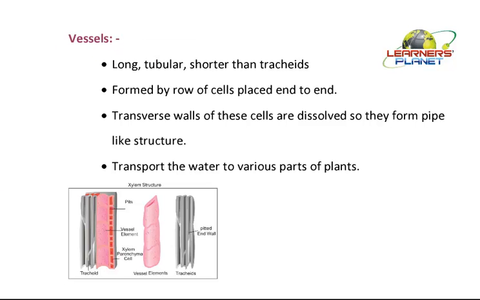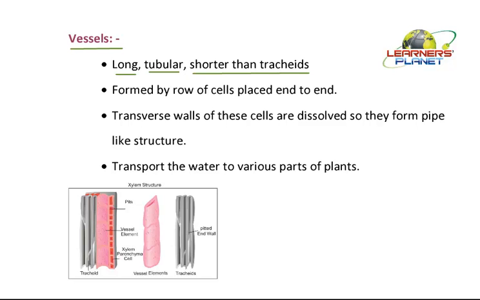Next is a vessel. Vessels are the most important element of a xylem tissue. Now these tissues are long and tubular, or we can say cylindrical kind of structures, and of course they are shorter than the tracheids. What did we say about tracheids, what is the shape? The ends are tapering. In the case of vessels, the ends are not tapering, rather they are normally flattened.